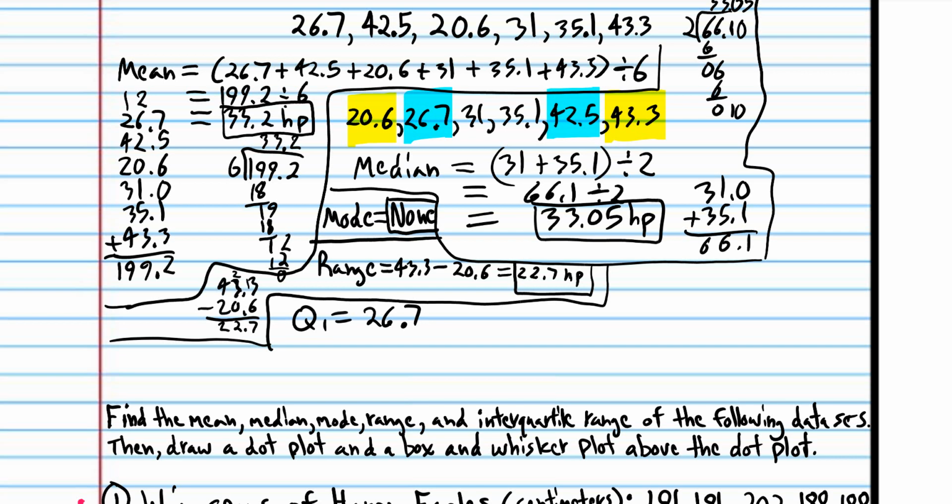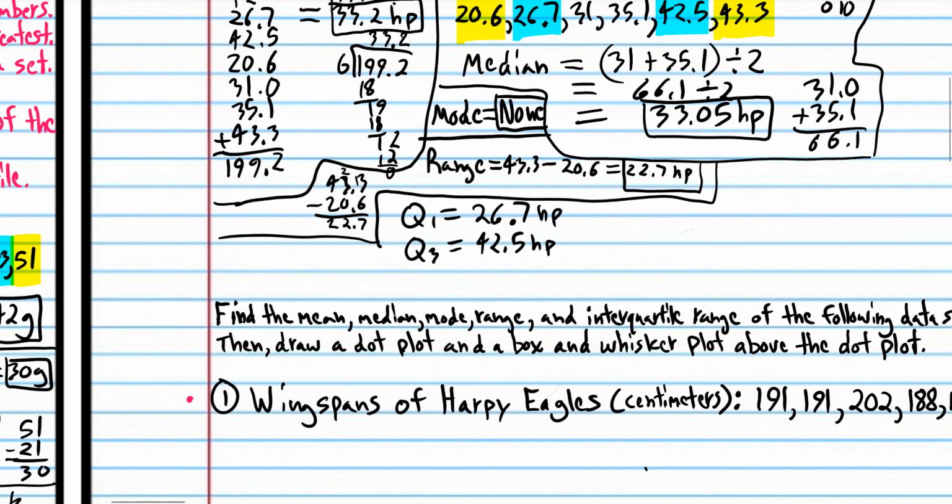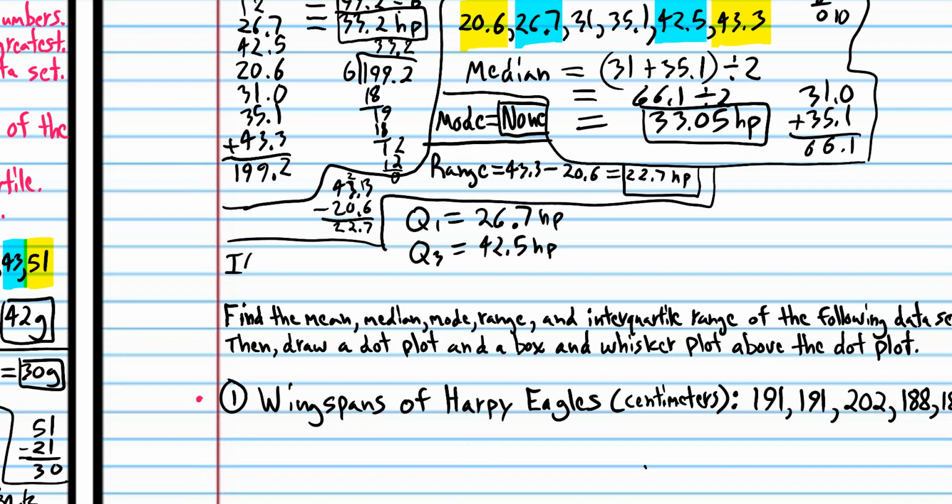Finding the first quartile was really easy on that one. Now we find the median of the second half of the data, which is the middle number of the second half, which is 42.5. So Q3 is 42.5 horsepower. Now we use those two numbers to find the interquartile range, which we abbreviate IQR. The interquartile range is the third quartile minus the first quartile.